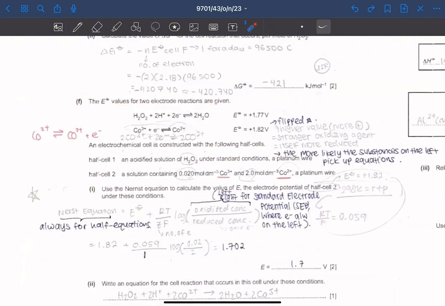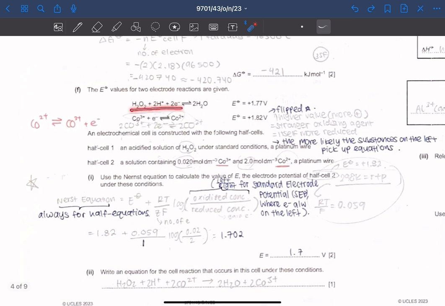Part F, the E naught values for two electrode reactions are given: H2O2 plus 2H+ plus 2e minus forms 2H2O, and Co3+ plus e minus forms Co2+. For this question, I would disregard everything I've written here. Okay, an electrochemical cell is constructed with the following half cells. Half cell 1, an acidified solution of H2O2 under standard conditions, a platinum wire. Half cell 2, a solution containing 0.02 mole per dm cube Co3+ and 2 mole per dm cube Co2+, a platinum wire.